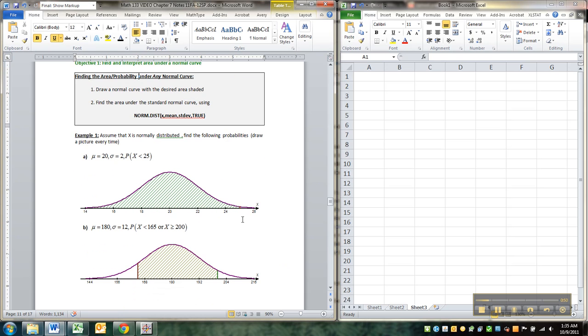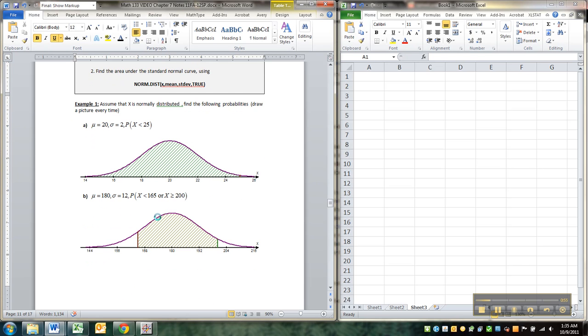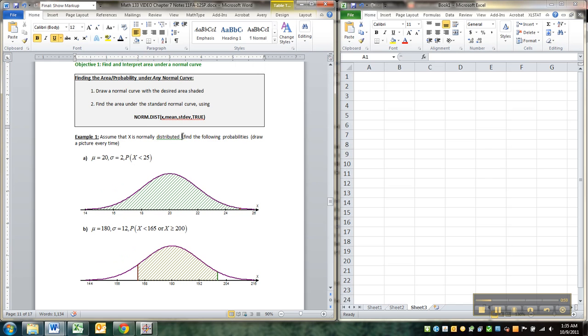So what I've done here is I've drawn the pictures for both of these problems for you. Again, using my lovely advanced grapher software, which of course you could find, but then you'd have to figure out how to draw a normal curve in it. So don't sweat the small stuff. Just kind of take a look at it.